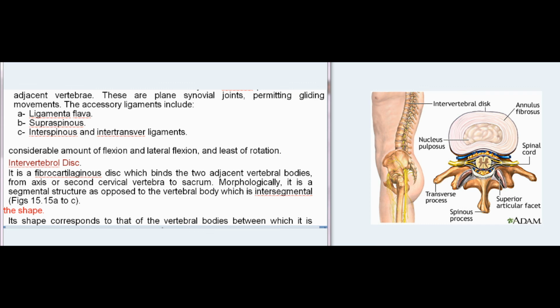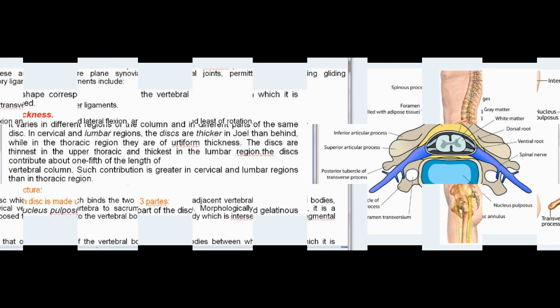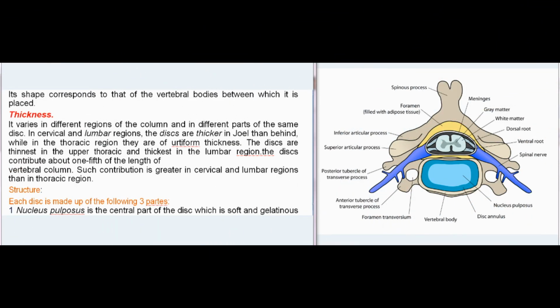Intervertebral disc. It is a fibrocartilaginous disc which binds the 2 adjacent vertebral bodies from axis or second cervical vertebra to sacrum. Morphologically, it is a segmental structure as opposed to the vertebral body which is intersegmental, Figs 15.15a to c. The shape. Its shape corresponds to that of the vertebral bodies between which it is placed. Thickness. It varies in different regions of the column and in different parts of the same disc.